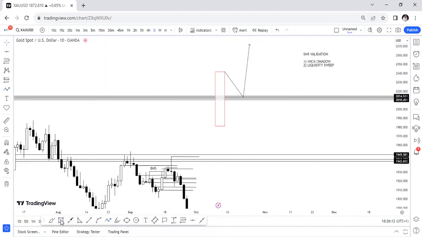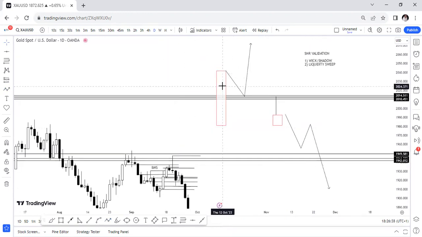If price does not break through it and you see a rejection here, like this, and then you have a pin bar that rejected this place, that means price is rejecting and it's coming down. So if you see it as a breakout, you trade it as a buy. If you see it as a rejection, you trade it as a sell.